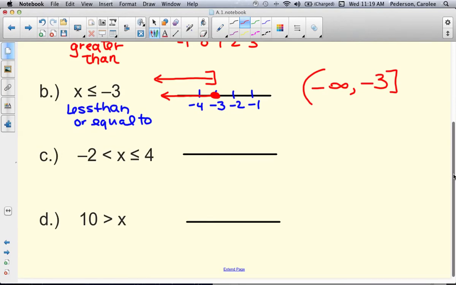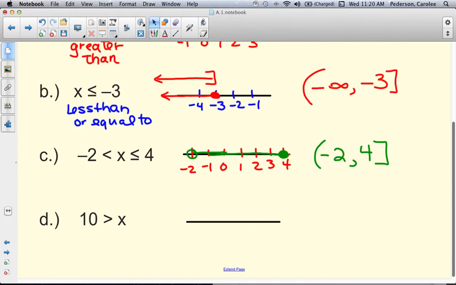This next one is a compound inequality. It's starting at -2, then -1, 0, 1, 2, 3, 4. And it's saying x is greater than -2, so it's going this way, and less than or equal to 4. So closed circle here, less than or equal to 4. How you write this as an interval is parentheses, smallest number is -2, comma, largest number is 4, with a bracket, because it can include 4.